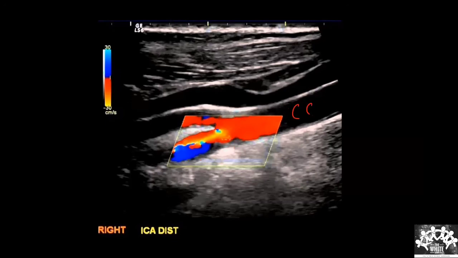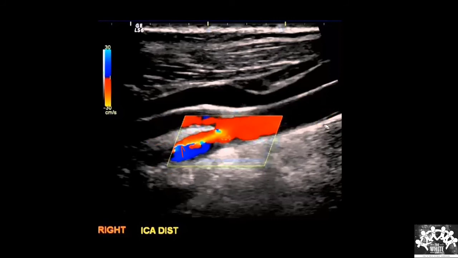If I say this is the CCA, this is the ECA, the common carotid artery, external carotid artery, and internal carotid artery, where is the stenosis? It is seen in the ICA. This is the plaque here. The plaque is even present in the carotid bulb. It is extending into the ICA and causing maximum stenosis, which is causing the turbulent flow. That's how you see it.